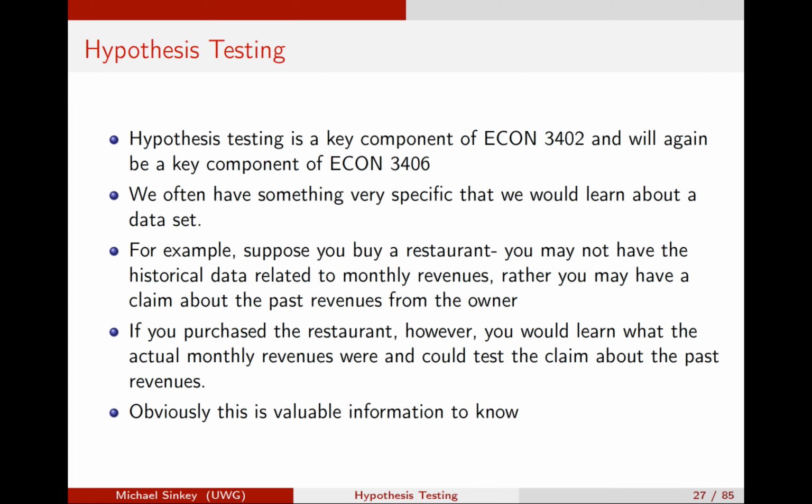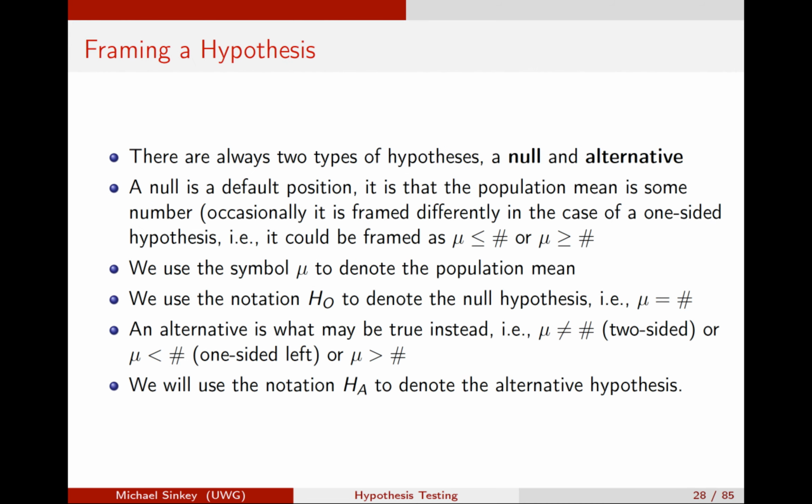And so what you could do to learn about the past revenues or the past average is, well, once you open the restaurant, you'll have new data, but you can also look at the past data to look at that average. And this is valuable information to know as it impacts the profitability of the business. So there's a claim about what the revenues were, and you'd really like to get some data to see if that claim is reasonable. That claim we can think of as a hypothesis. It's a testable claim. That's the definition of a hypothesis.